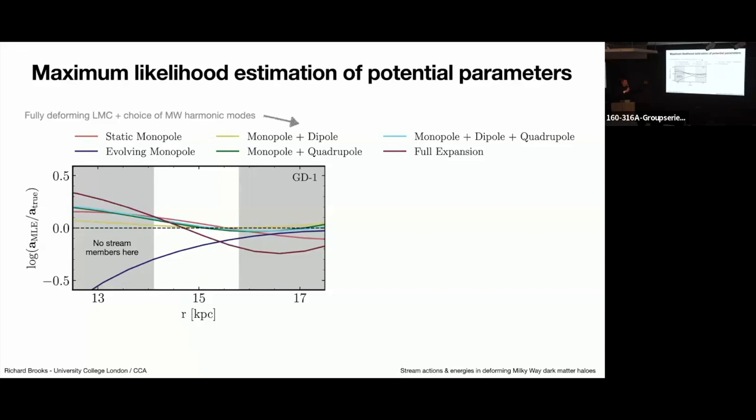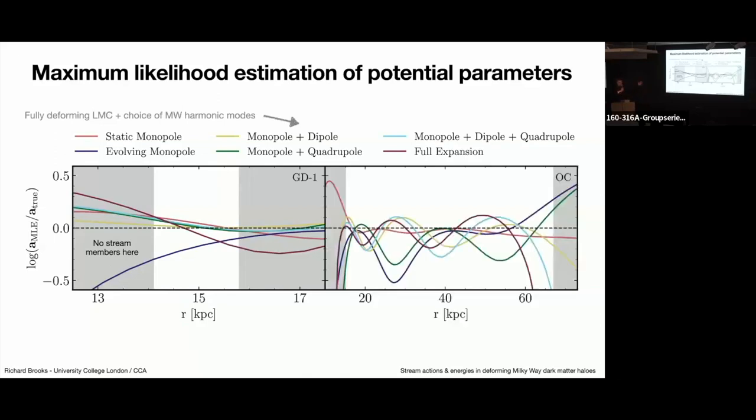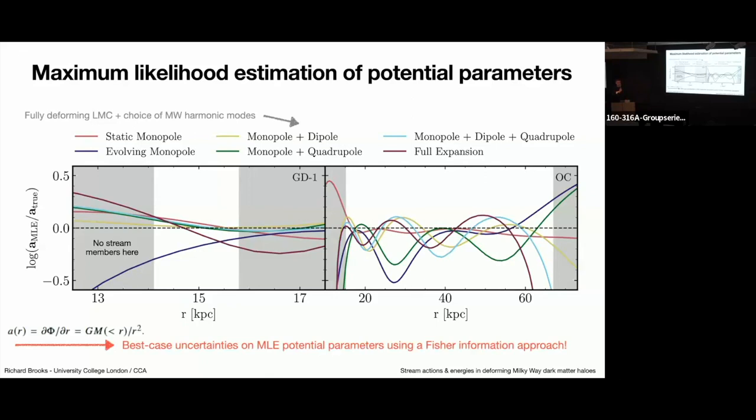And so what I'm showing you is the ratio of the acceleration predicted by these coefficients that we find, normalized to the truth. For GD1, it's fairly quiet across where we have information. But for OC, as soon as you turn on these deformations again, we're having wild fluctuations in the acceleration. And so you'll see this translates into the mass enclosed profile as well.